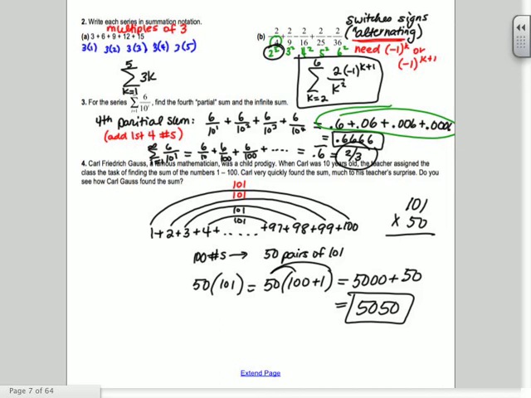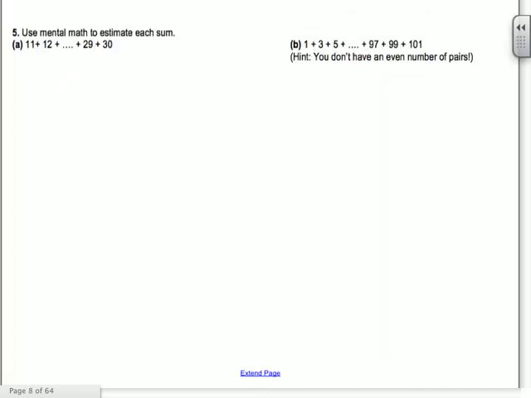Yeah, smart 10-year-old, huh? All right, Carl went on to do a lot of things in math. He does a lot of things with chapter 11, so a lot of the sequences and series things. When was he alive? I can't remember the exact dates, but a while ago. Over 100 years.